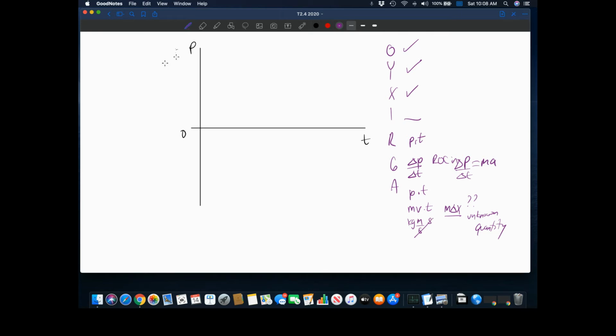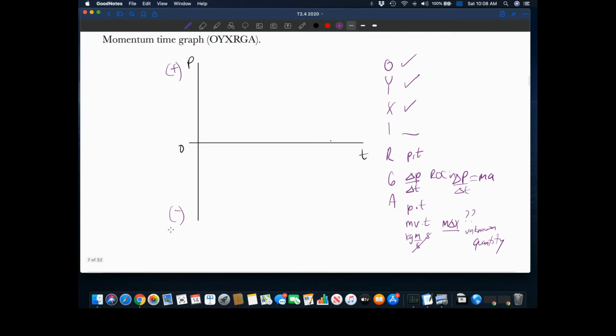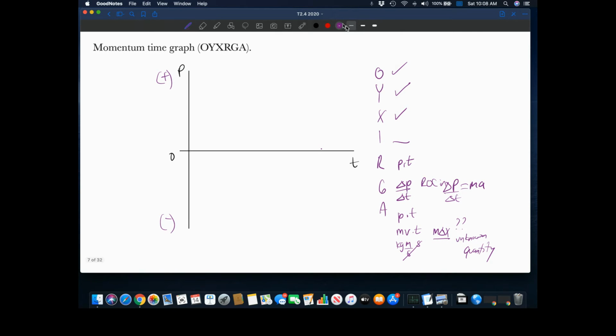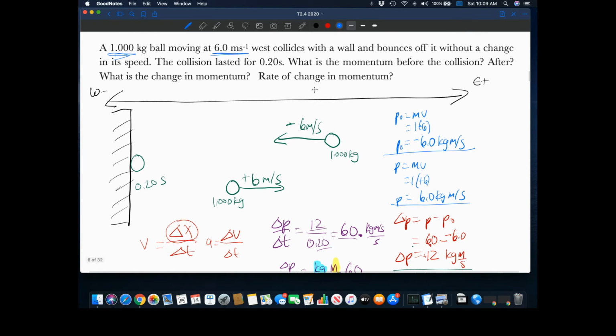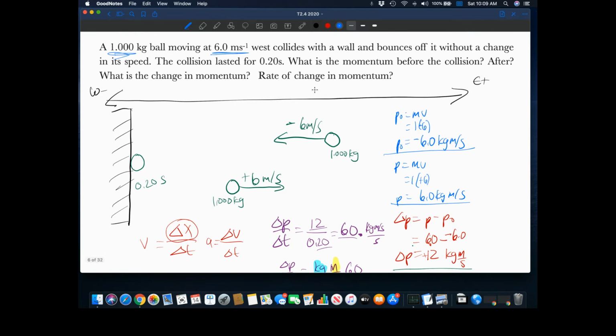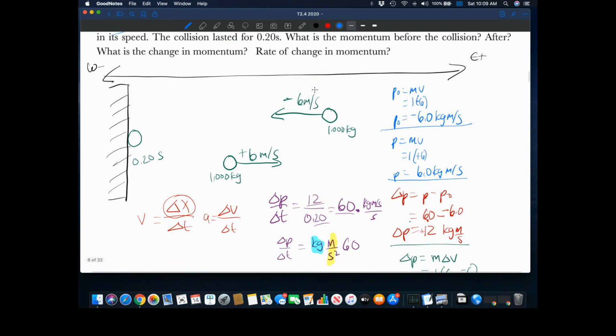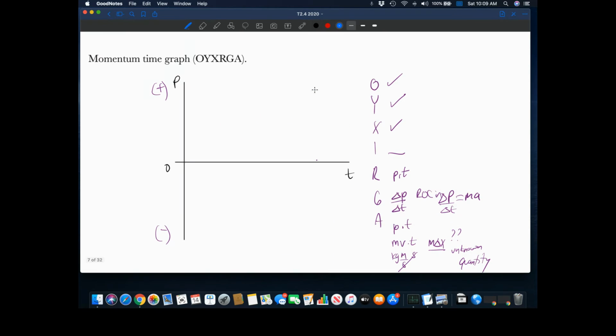All right, so now we've got our positive direction up here and our negative direction down here. And we ask ourselves, at the beginning, at time 0, what was the momentum? Well, we go back to our picture. We've got minus 6 meters per second, and that momentum was minus 6 kilogram meters per second. And it was minus 6 kilogram meters per second for a while until it hit the wall at this particular time.